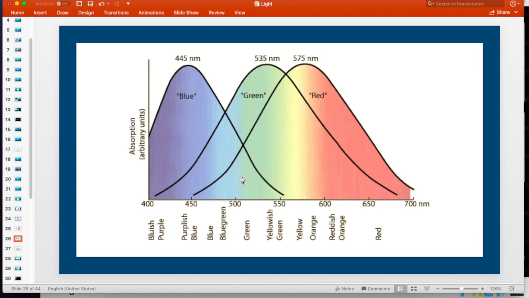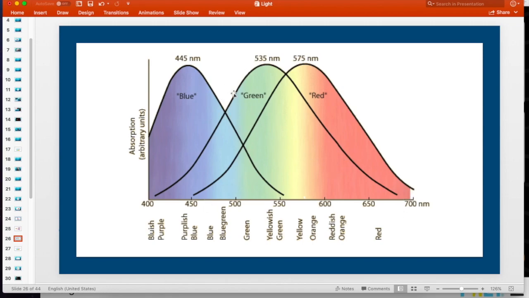And they overlap, and they get stimulated differently at different wavelengths, and that complicated process gives us all these colors that we see, all the way from bluish purple to red and everything in between.